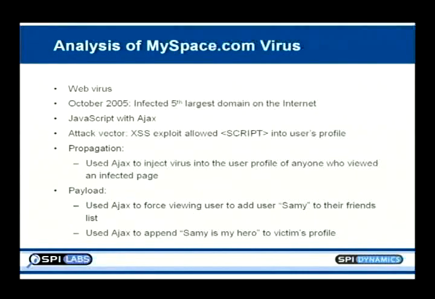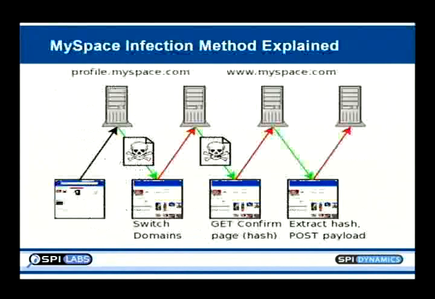The MySpace worm, the cross-site scripting exploit, basically Sammy found how to get script into his profile. You looked at his profile. Suddenly you made an AJAX request to MySpace saying, hey, I want to update my profile with this big block of JavaScript code. And then it would use AJAX to force the user to add Sammy to their friends list. How did this actually work?